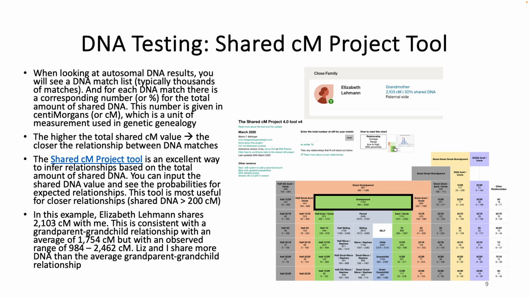But they also have some basic information about what we tend to observe for certain relationship levels. So for a grandparent, usually the average shared DNA is 1,754 centimorgans, but there's a range. We've seen it as low as 984, as high as 2,462. So my 2,103 centimorgans falls in that range, but it's above the average.